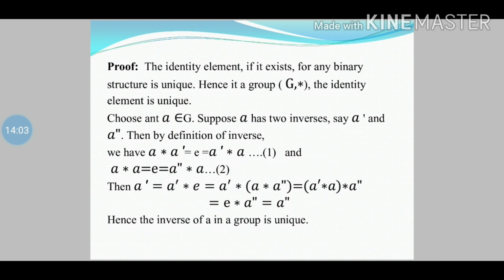Then A dash is equal to A dash star E. Instead of E, we substitute A star A double dash. Then we get A dash star A star A double dash, that's equal to E star A double dash, that's equal to A double dash. And here we started from A dash and reached A double dash. The remaining thing is we want to show that the identity element must be unique, because by the definition of the group G, the identity is always unique.